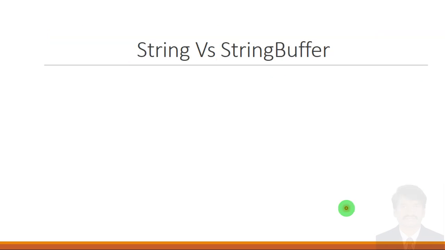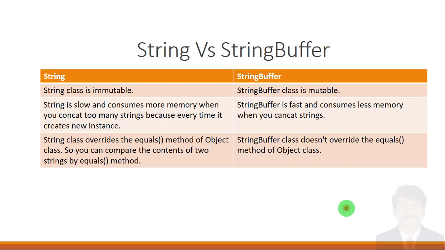Let us see the differences between string and string buffer, guys. String class is immutable, meaning that once the object is created, we cannot modify the content. String buffer class is mutable. Once after creating the object, you can modify the content. String is slow and consumes more memory when you concatenate too many strings, because every time it creates a new instance. That's what we saw just now.